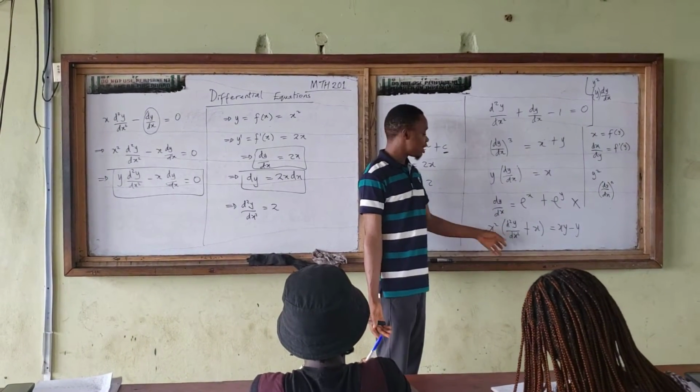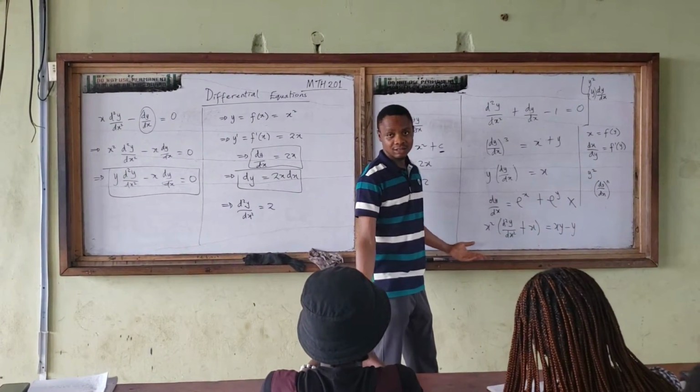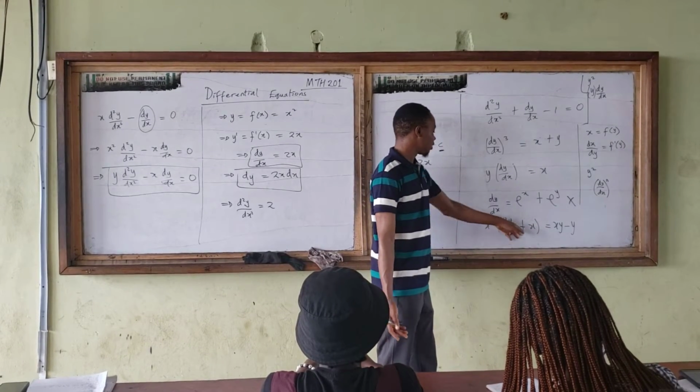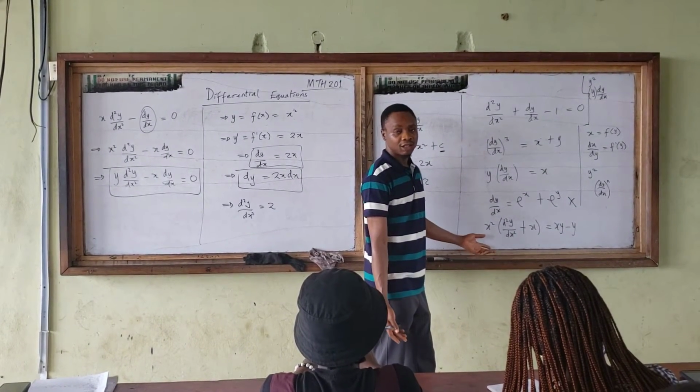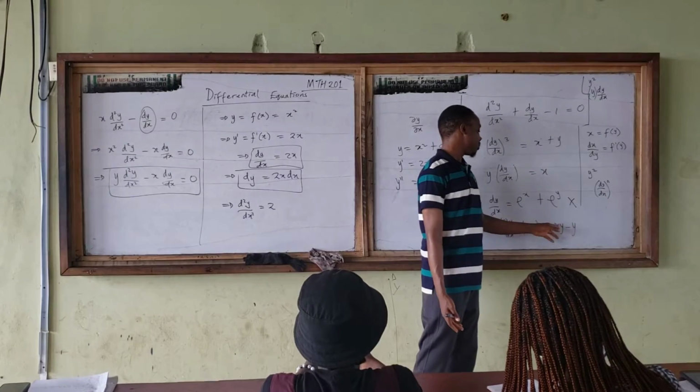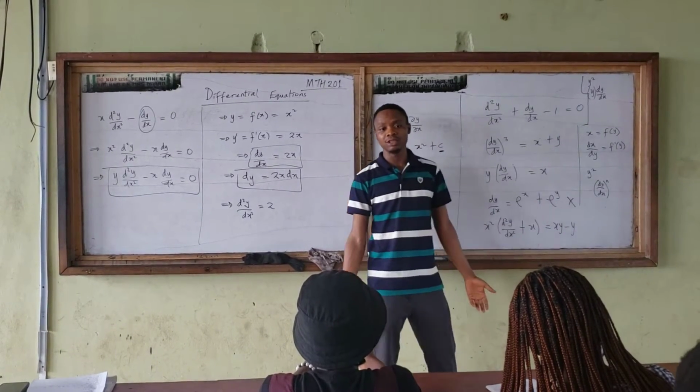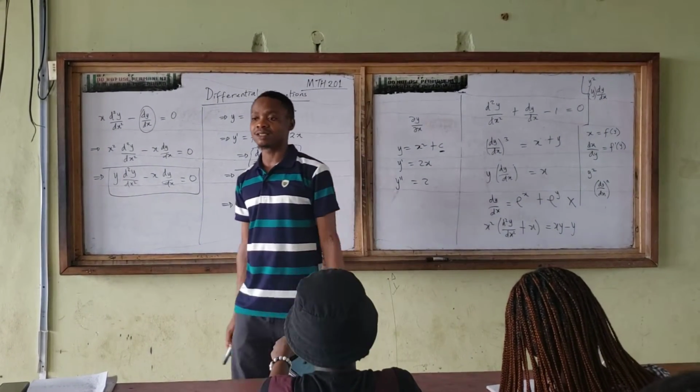There is nothing like squaring here. You are not squaring this. And you are not multiplying it by y, so it is linear. If you open this bracket, you are not multiplying it by y at all. That is linear. This is y, I'm multiplying it by x, that is not y. So it is still linear. Does that make sense?